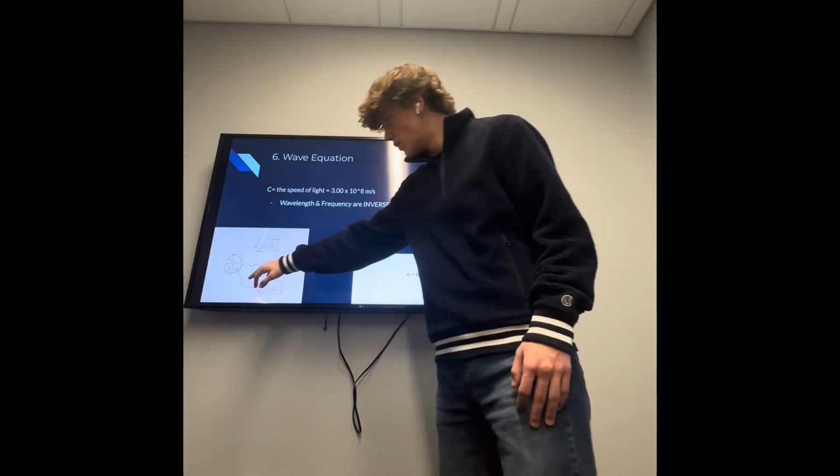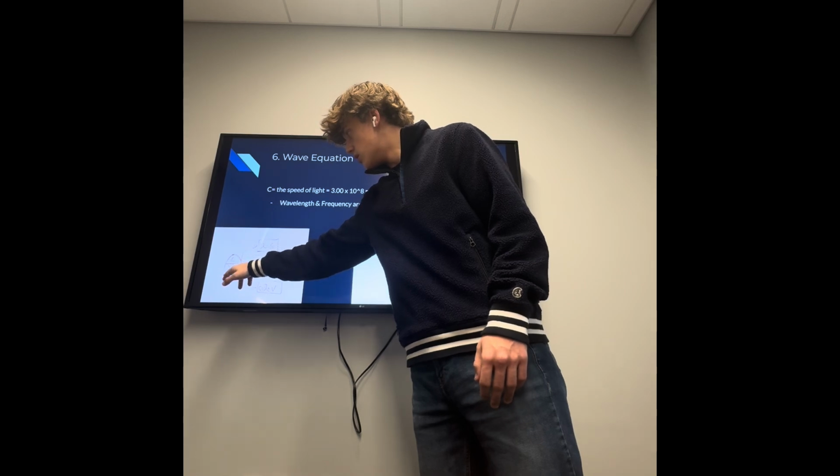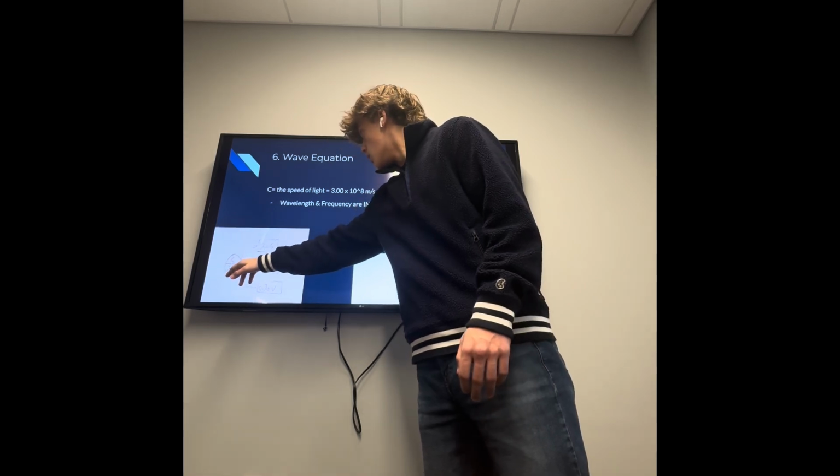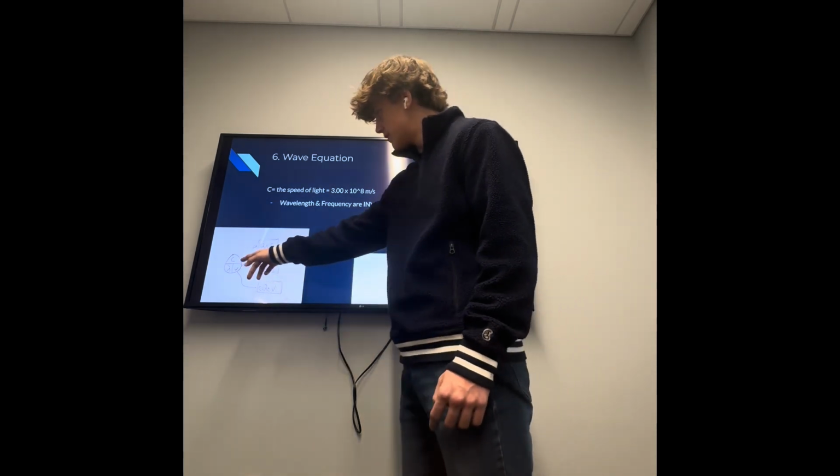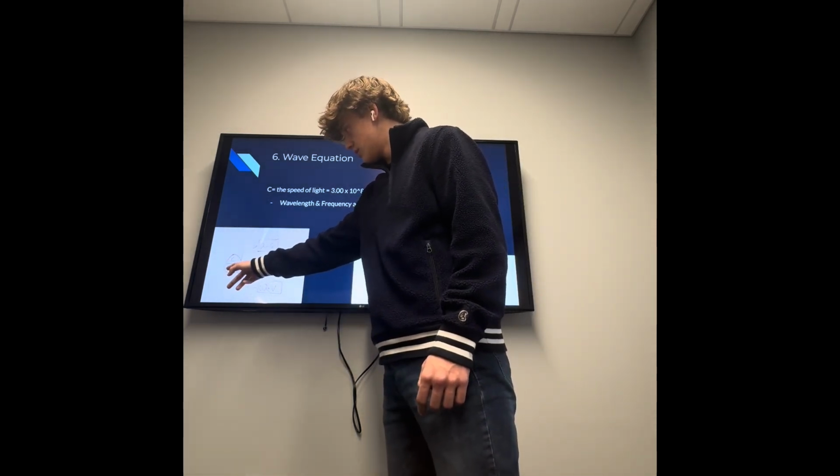So these are all the equations. So it's speed of light over wavelength and frequency. Frequency is always a V. Wavelength is this weird thing right there.